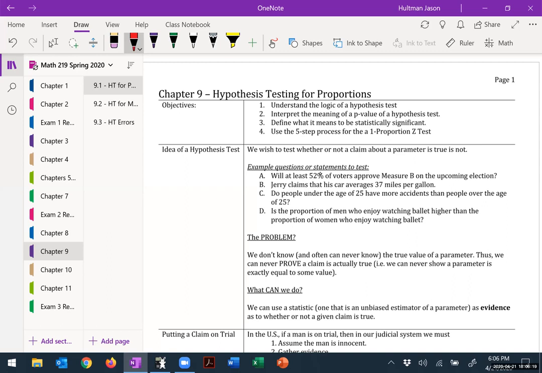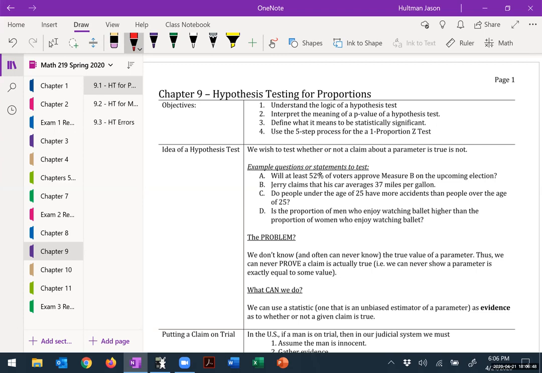Number 2, interpret the meaning of a p-value of a hypothesis test. We're going to define what the p-value is and interpret it in terms of a hypothesis test as opposed to a confidence interval. Number 3, define what it means to be statistically significant. And 4, use the 5-step process for the 1 proportion z test.